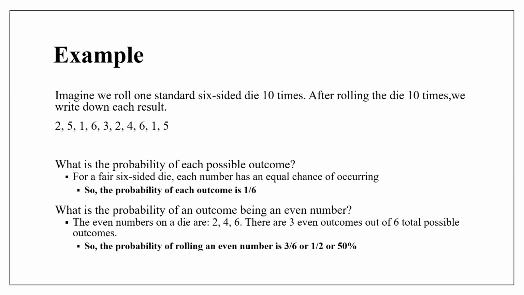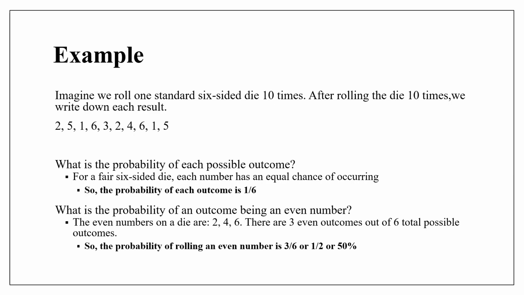So the probability of rolling an even number is going to be 3 out of 6, or 1 out of 2, which is just a reduced fraction from 3 out of 6, so it's equivalent to that, or 50%, which again is the percentage that is equivalent to 1/2 or 3/6. All of these numbers mean exactly the same thing.